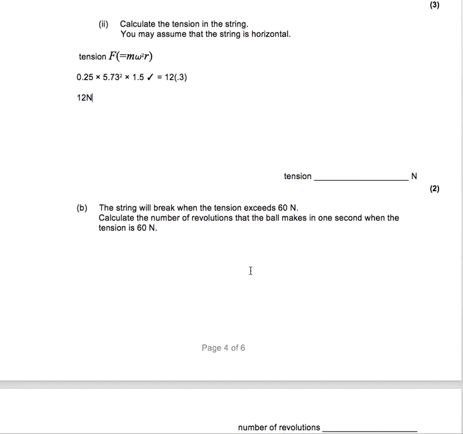Then part B, it says the string will break when the tension exceeds 60 newtons. Calculate the number of revolutions that the ball makes in 1 second when the tension is 60 newtons. So we know here that the tension is the centripetal force, and the maximum that we can have is 60 newtons. So now we're going to say that the maximum omega, if we rearrange this equation to make omega the subject, is the square root of F over m r. That's going to be our maximum omega.